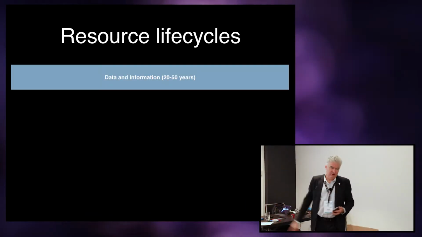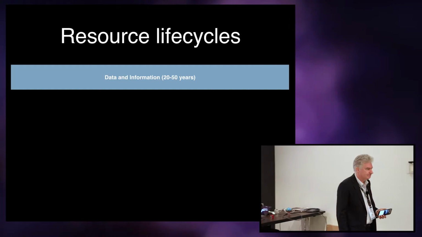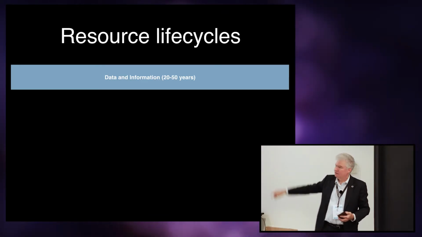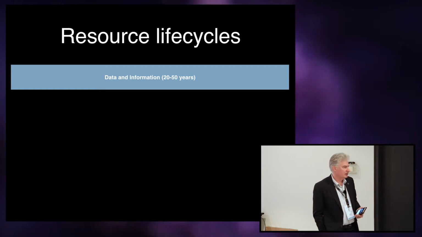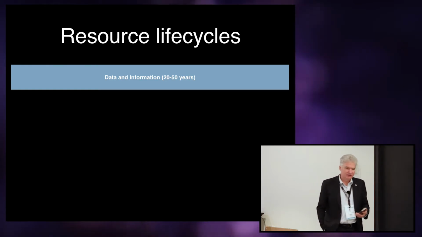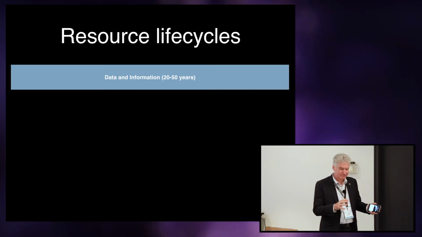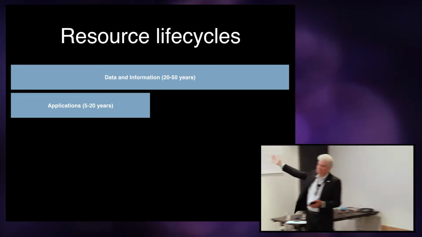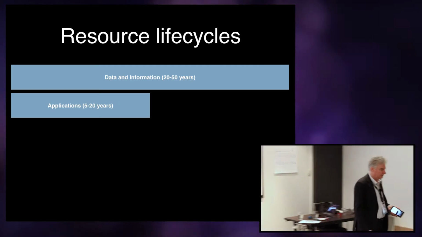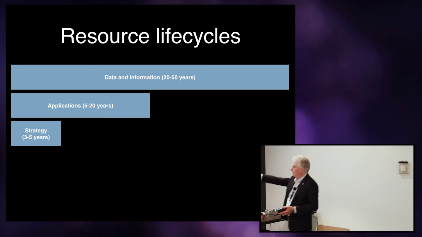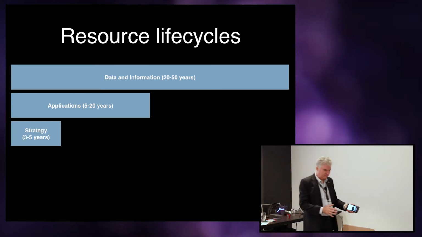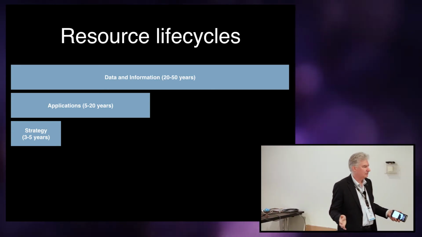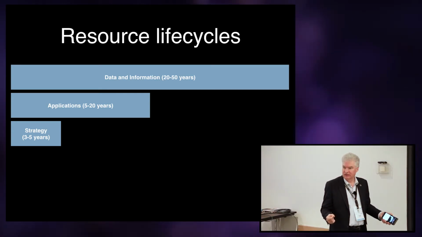Data is a very long-lived resource. So we will actively use data 20, 50 years later in many places. This is a bit of a theoretical picture, but I'm trying to make a point. Applications last between 5 and 20 years, and then we will change the application. Strategies: someone says, oh, we need to write an information strategy off the business strategy. Business strategies will only last 5 years at the most. They'll often change within that.